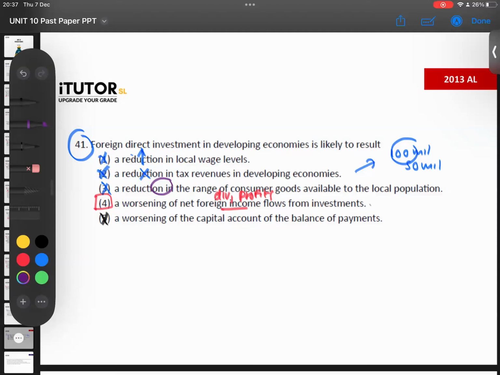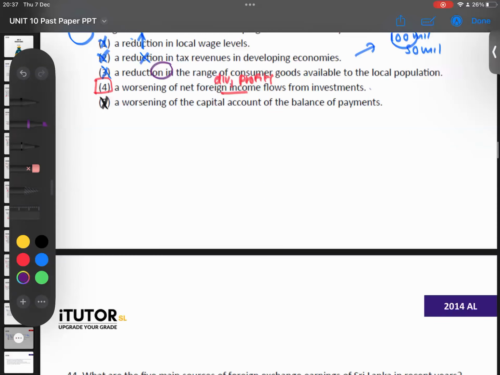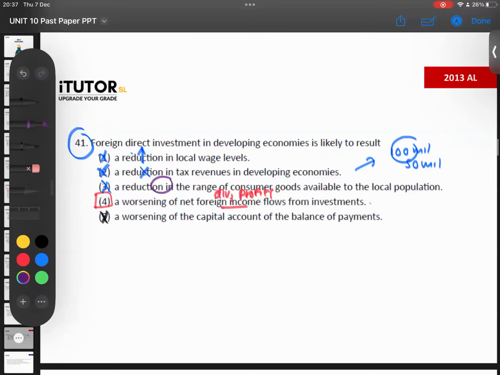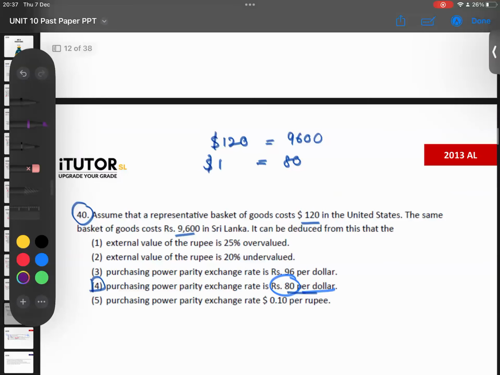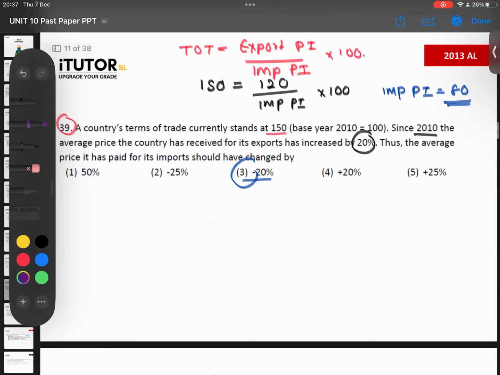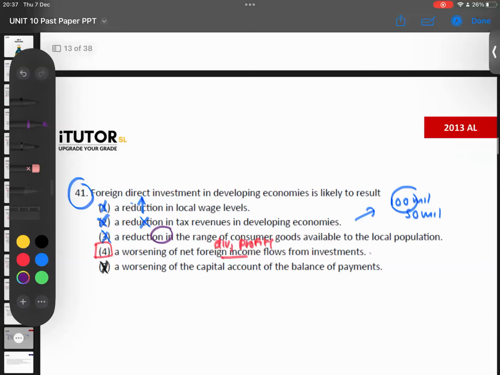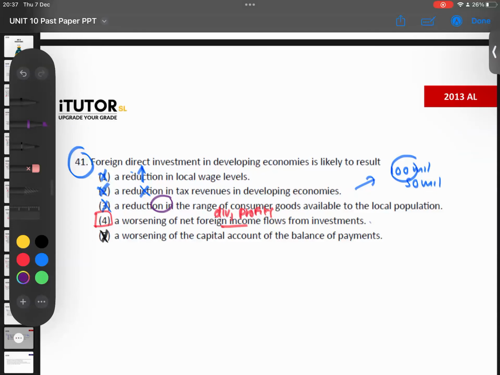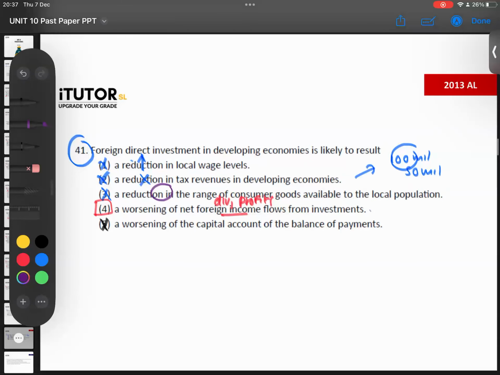Right. See, how did you all do so far in the 2013? There were 1, 2, 3, 4, 5. How much out of 5? 2013 is usually a little bit harder paper. At least 3. Yes.